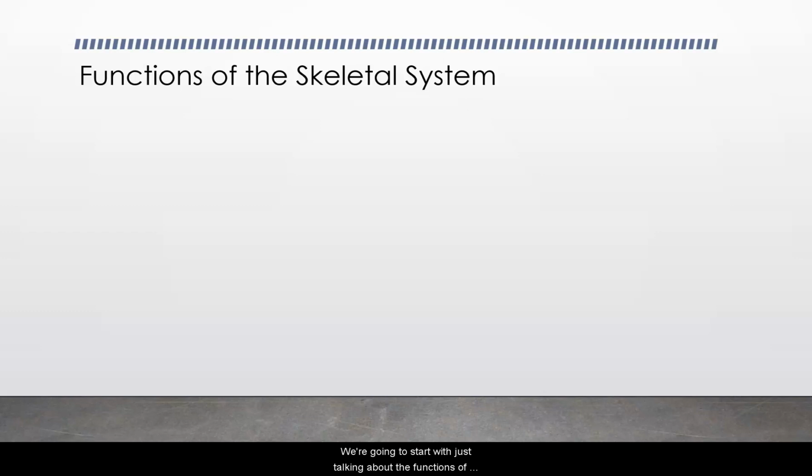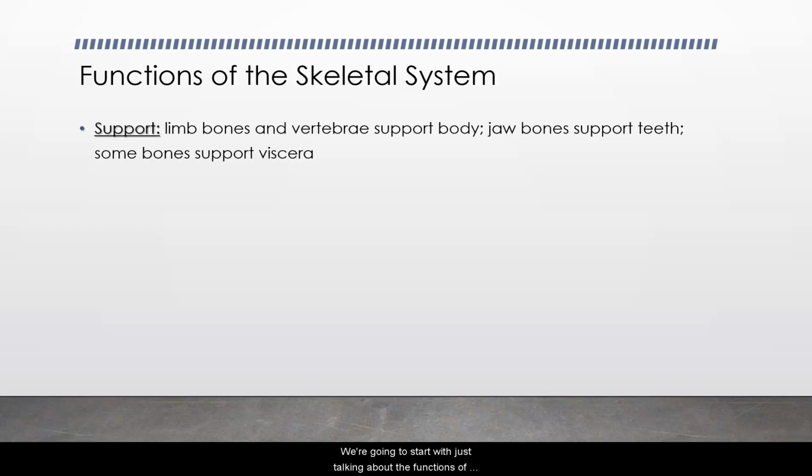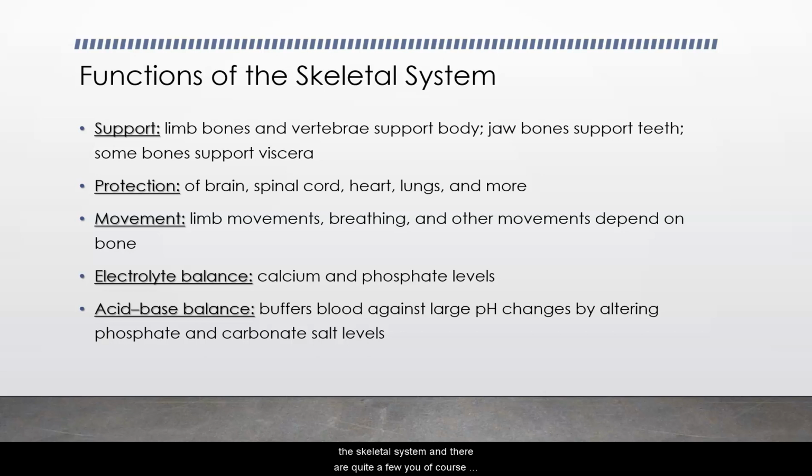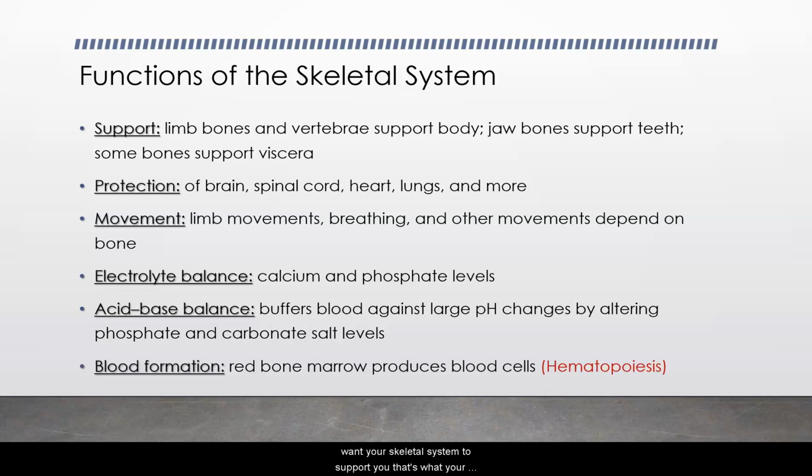And we're going to start with just talking about the functions of the skeletal system. And there are quite a few. You, of course, want your skeletal system to support you. That's what your limbs and bones and vertebrae do. Your jawbones support your teeth, and some bones actually support the visceral organs. You obviously want your skeletal system to protect your brain, your spinal cord, the heart, the lungs. Your skeletal system helps in movement with limb movements and breathing and other movements depending on the bone.